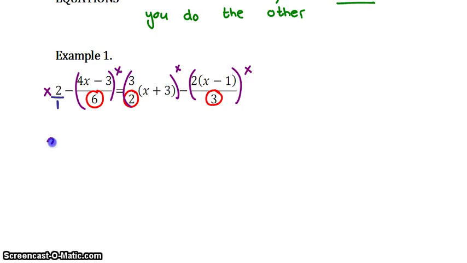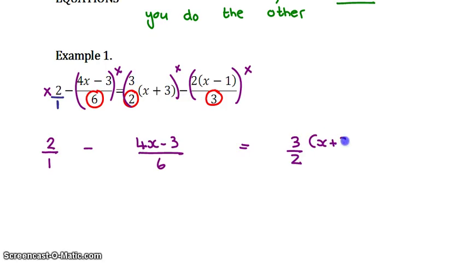So I'm going to rewrite this question, but giving myself lots of space. So I've got 4x minus 3 over 6 equals 3 over 2 times x plus 3 minus 2x minus 1 over 3. Now lots of us fall apart at equations and make silly mistakes because we get lazy. Do yourself a favor and rewrite this question with gaps in an exam. Now this lowest common denominator is 6. Now let me show you why that is important.